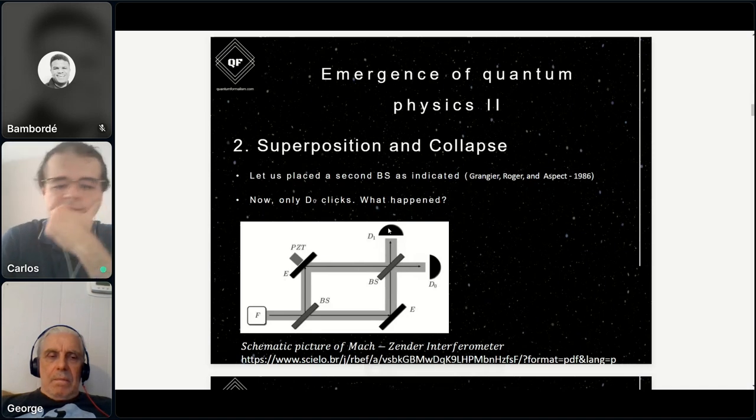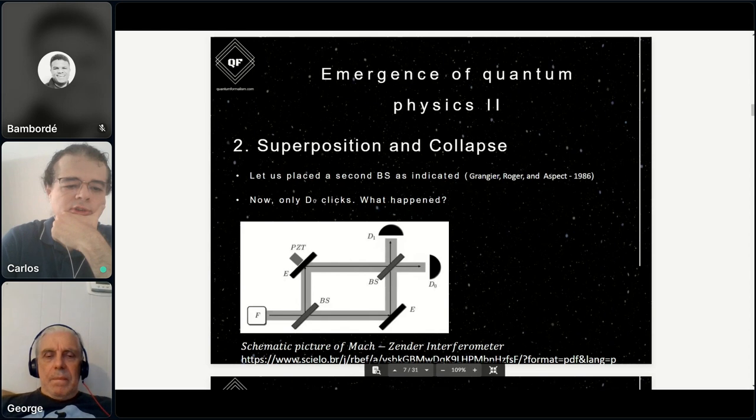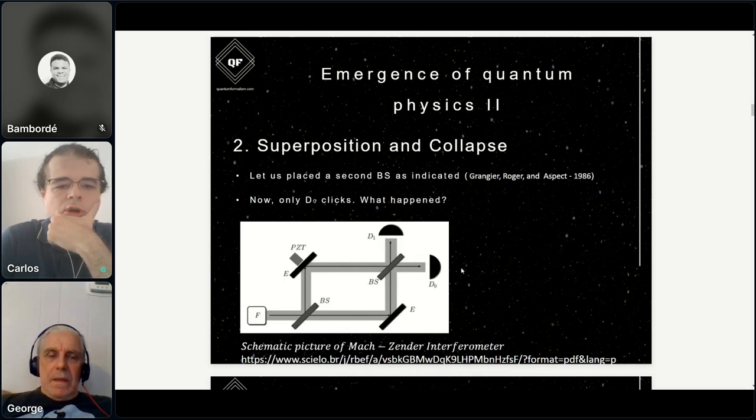This experiment was done in the paper I forgot to put the reference for, but you can also find it on the web.